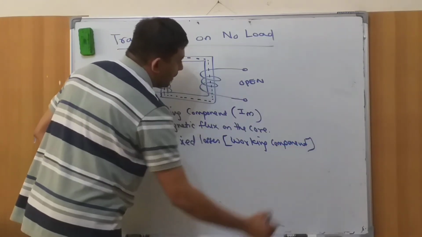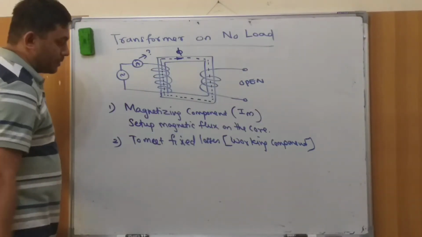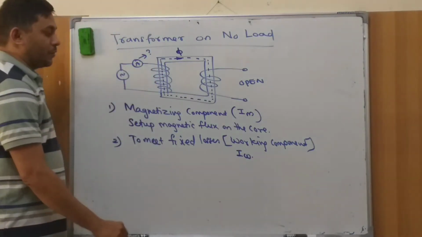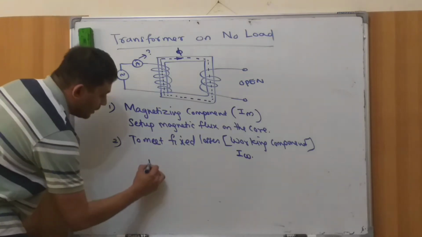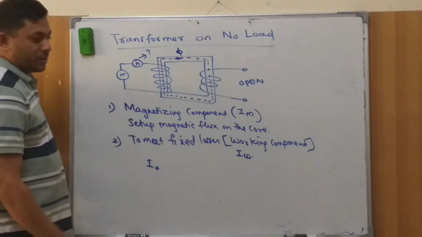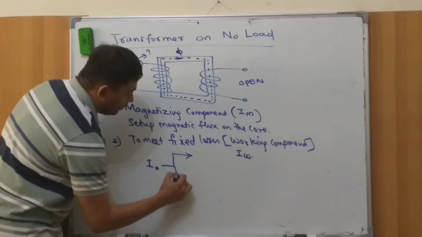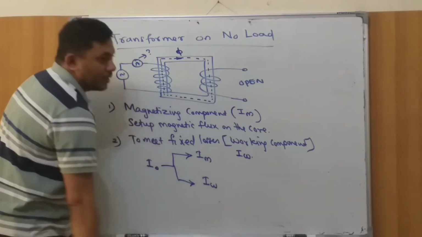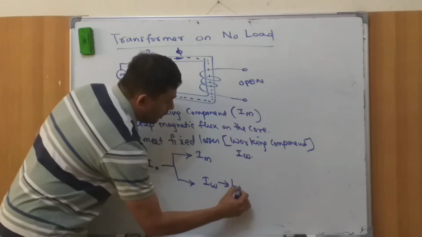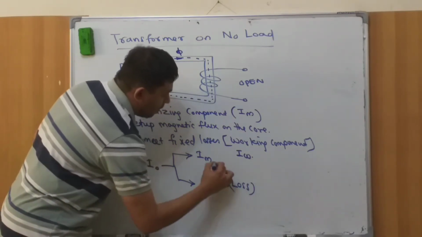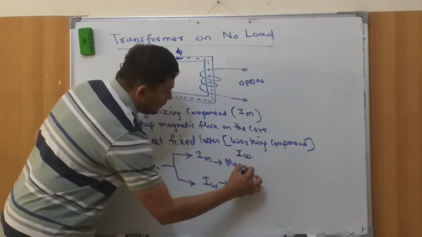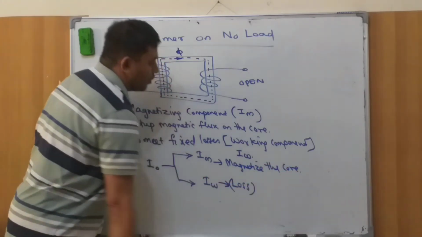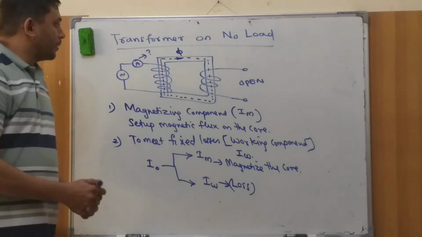So this component normally we call the working component. Okay. Normally it means some of the core loss of the transformers. So that is indicated by what? IW. So we have got two components here. If you look at the no load component I0, then we can divide it into two sections here. One is called IM, another one is called IW. This component is to meet the loss, whereas this is to magnetize the core. Okay.